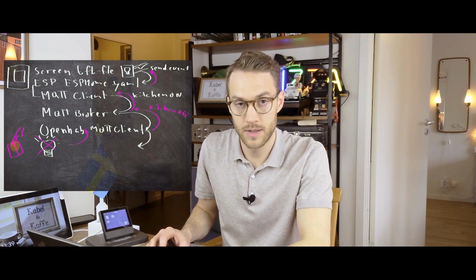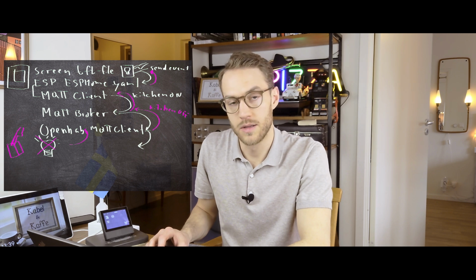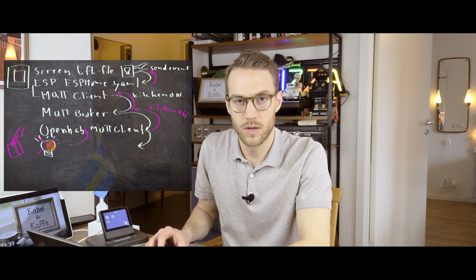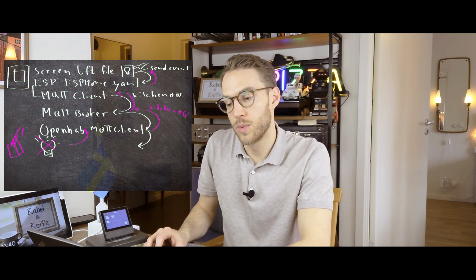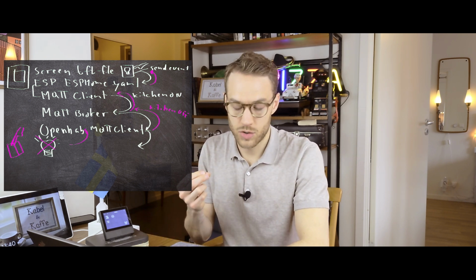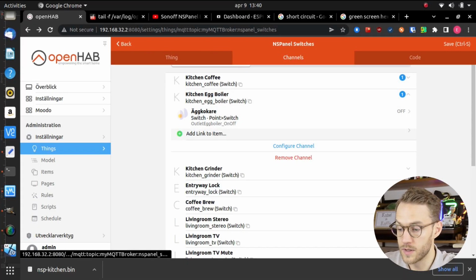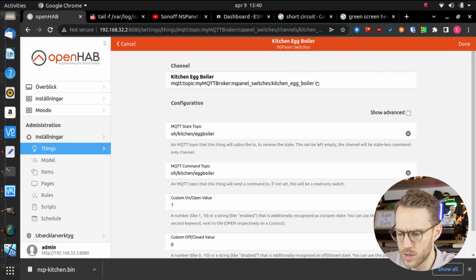Someone presses a button in OpenHAB. The egg boiler switch is turned off with a Zigbee message. As soon as that happens, OpenHAB will get that state change. Looking at the configuration of this channel again in OpenHAB, we can see that we have both a state topic and a command topic. And the command topic says here, an MQTT topic that this thing will send a command to.